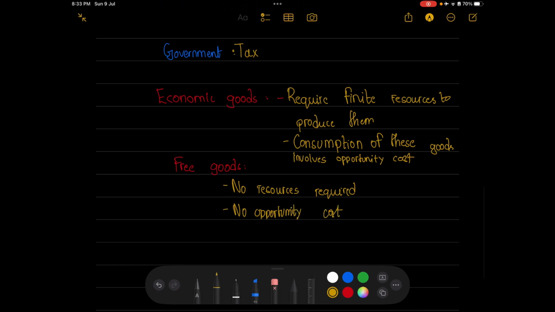So let's say you think of sunlight or air. In the production of sunlight or air, you do not require any scarce or finite resources, and hence there's no other use of the sunlight, so you definitely can take it. There's no opportunity cost involved in taking up air, because there's no other thing that you can do instead of breathing in air except for die.